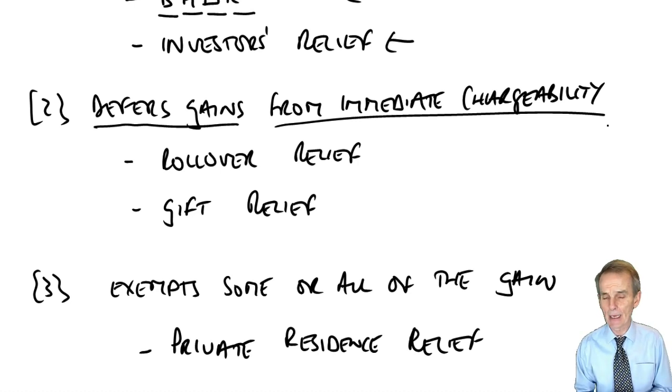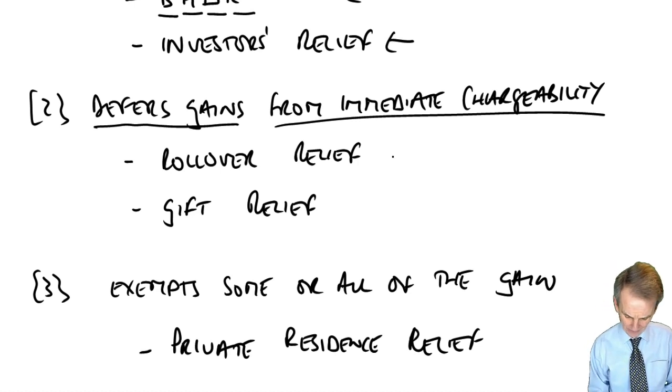We may even be able to, in terms of at least one of these reliefs anyway, pass over the responsibility for the tax on any gain made to another person. Well, what are these reliefs?